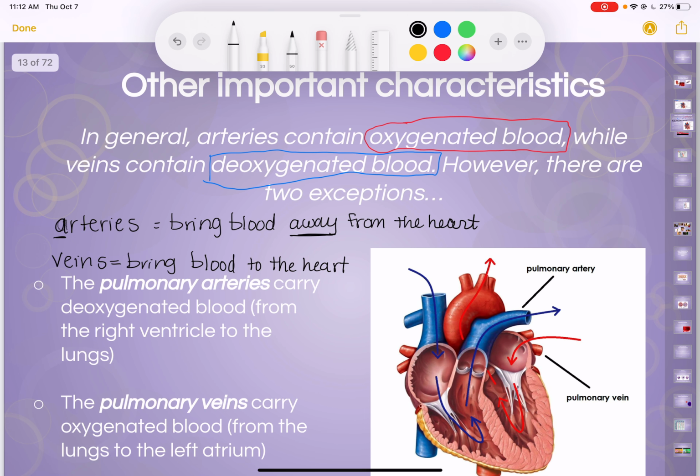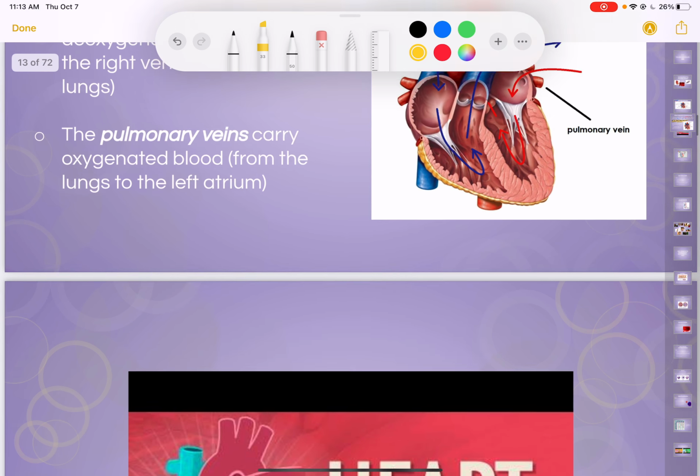So even though the pulmonary arteries are bringing blood away from the heart, they're the only ones bringing it away where it doesn't have oxygen in it. So this whole thing about one exception, as long as you remember this, then you don't really need to worry about whether things are oxygenated or deoxygenated, okay?